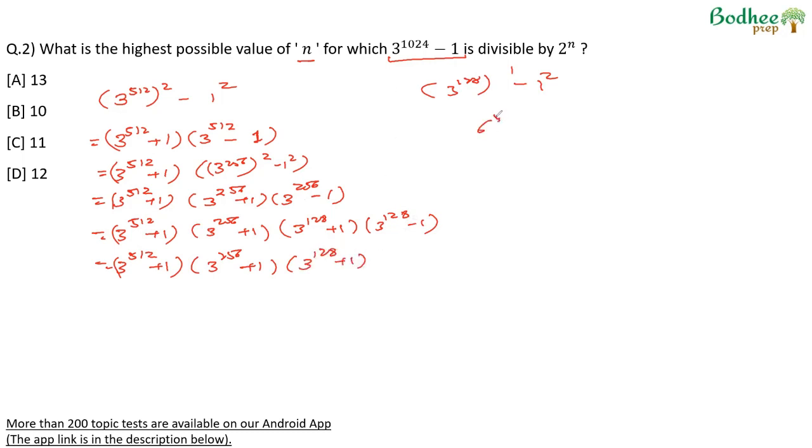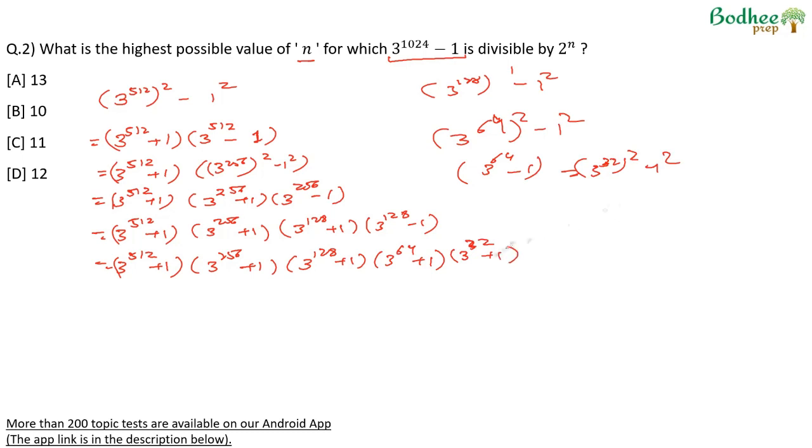128 can be written as 64 square. So 3^64 square minus 1 square becomes 3 raised to power 64 plus 1 and 3 raised to power 64 minus 1. I'm just doing those steps back to back here. 3 raised to power 64 becomes 3 raised to power 32 square minus 1 square. So from there we get 3 raised to power 32 plus 1 into 3 raised to power 32 minus 1.